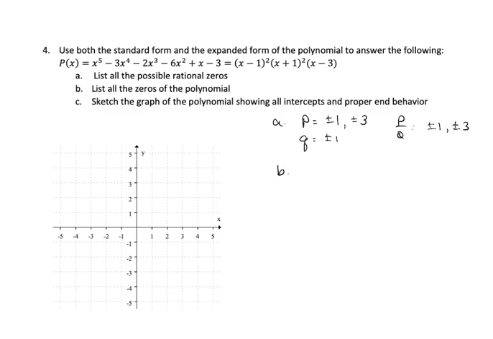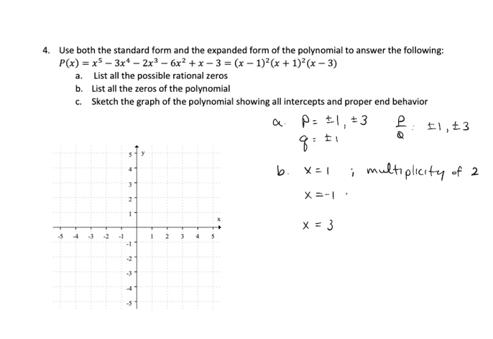For part B, we can use the factored form that's given to state the zeros. So we have x equals 1, x equals negative 1, and x equals 3. You're going to want to state the multiplicity as well. For x equals 1, that's multiplicity of 2, because it has an exponent of 2. It's repeated twice. Same with x equals negative 1.